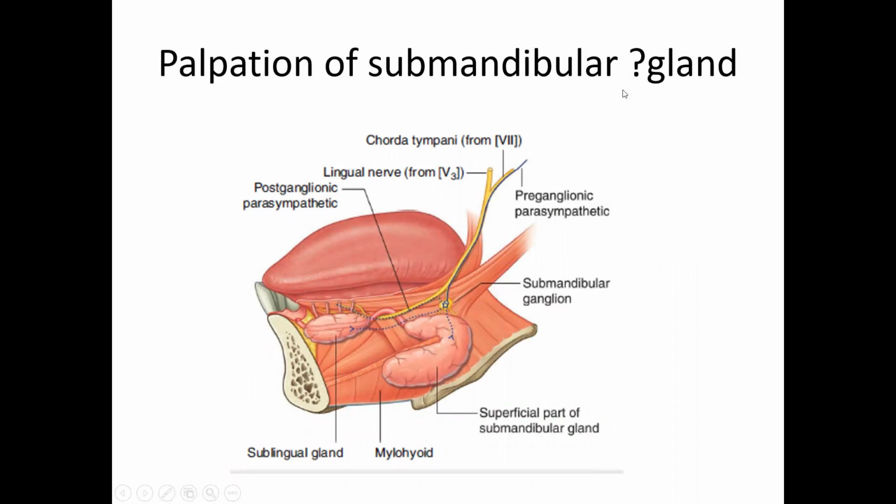Palpation of the submandibular gland. The submandibular gland has 2 parts: a part which is superficial to the mylohyoid muscle, and a part which is deep to the mylohyoid muscle. So it's a J-shaped structure. The superficial part can be palpated from the external aspect. The deep part can be palpated by inserting a finger on the side of the tongue in the floor of the mouth, where you can feel the deep part.